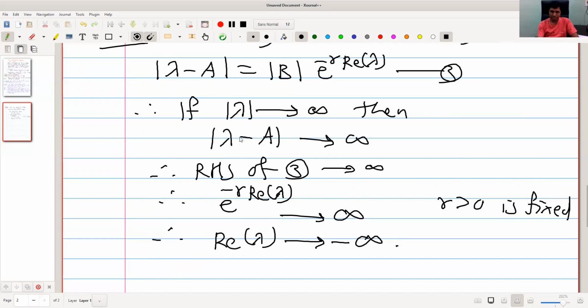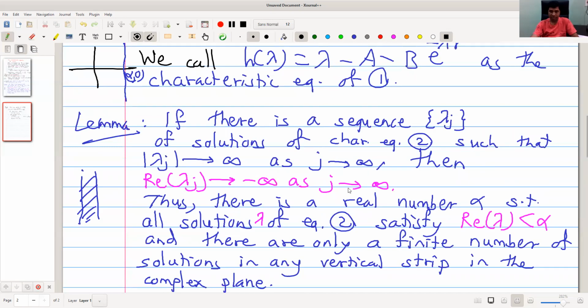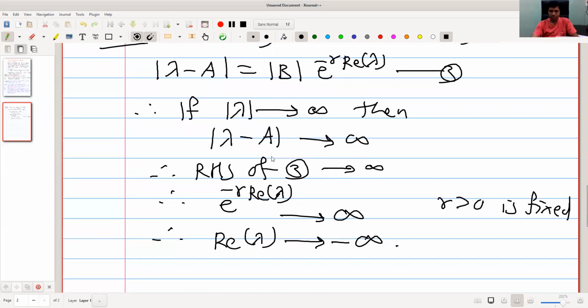Here we have taken lambda, but that doesn't matter. In the statement, there is lambda z. Whether it is lambda z or lambda doesn't matter. We are assuming lambda tends to infinity, meaning lambda z tends to infinity and z tends to infinity. So here also, everywhere lambda can be replaced by lambda z. This proves the first part of the lemma.